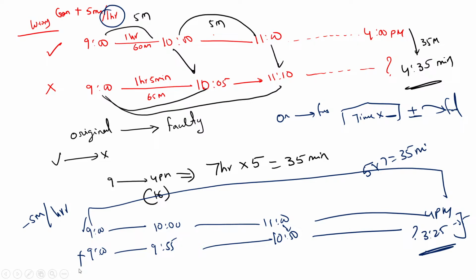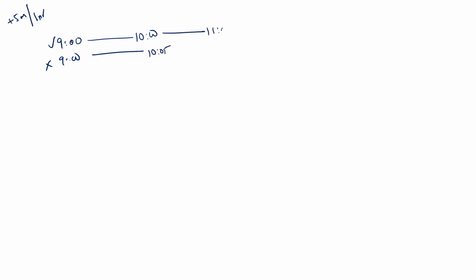Let's move on to how to find it from fault to original this time. That means, see like this. I am setting both of them at 9 o'clock, original one and faulty one. But this time I am going to gain 5 minutes for every 1 hour. But I know the fault time, like at 10 o'clock it is going to show 10:05. The same thing, at 11 o'clock this is going to show 11:10.